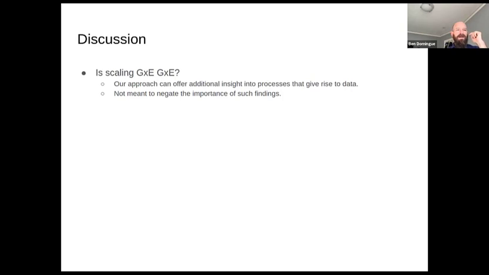So the first thing that I want to talk about is, in some ways, the big question: is this scaling G by E that we've observed, is it actually G by E? I don't know that that's a really useful thing to argue about. To me, our approach is meant to offer additional insight into the processes that gave rise to data. This is not meant to negate the salience of earlier findings. It's meant to provide additional insight and intuition about what was actually going on in the world. So I don't particularly care whether you want to call it G by E or not. To me, it's more important to understand where the thing came from, or at least what models could have potentially generated the thing.